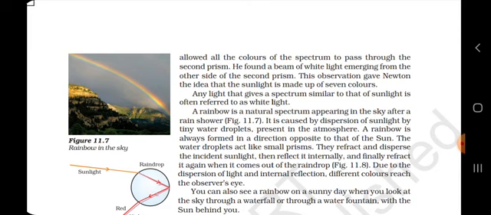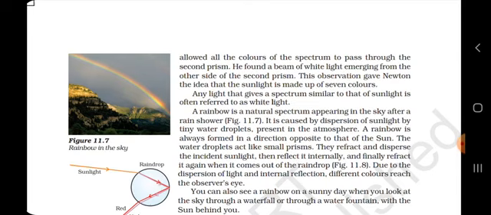Any light that gives a spectrum similar to that of sunlight is also known as white light. Okay students, sunlight is said to be white light because anything that can give us the 7 colors is known as white light.